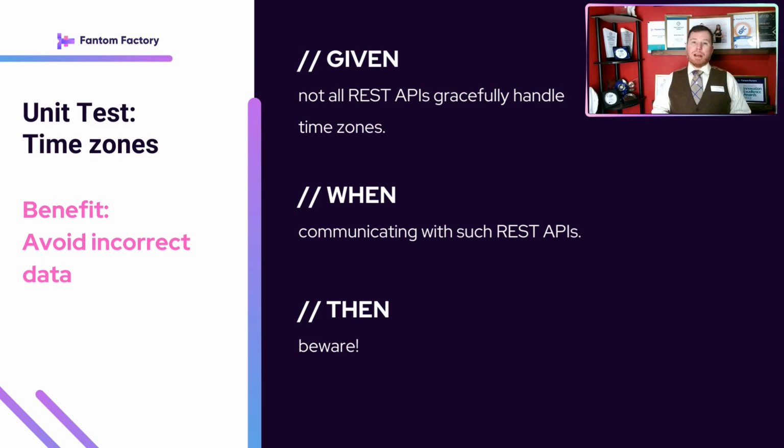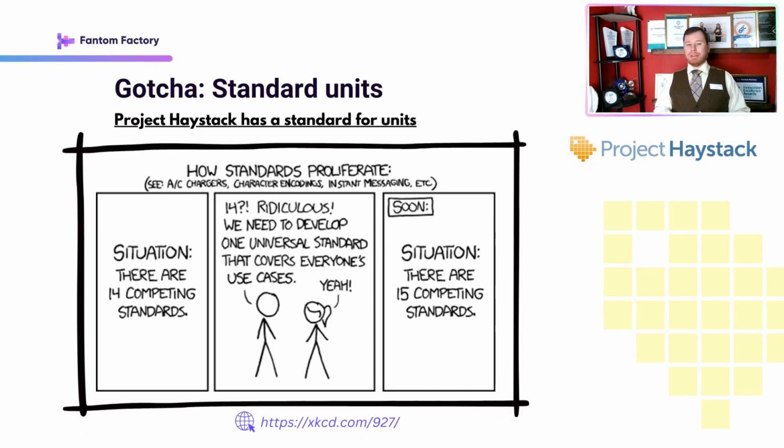Given not all REST APIs gracefully handle time zones, when communicating with such REST APIs, beware. And this just helps us avoid incorrect data. As a quick example, the Pelican Cloud returns datetime in ISO format, but with optional seconds. Standards are great. It's just a shame there are so many of them, and not everyone adheres to them either.